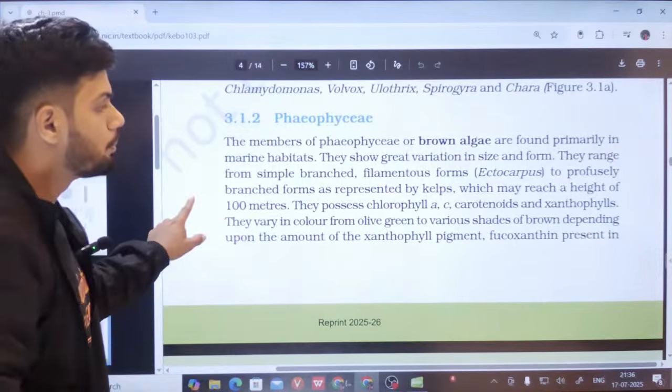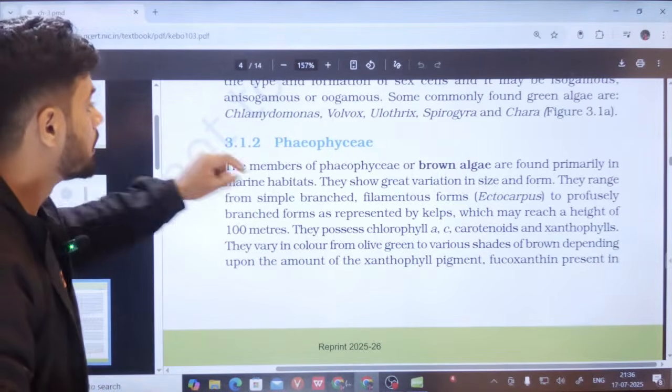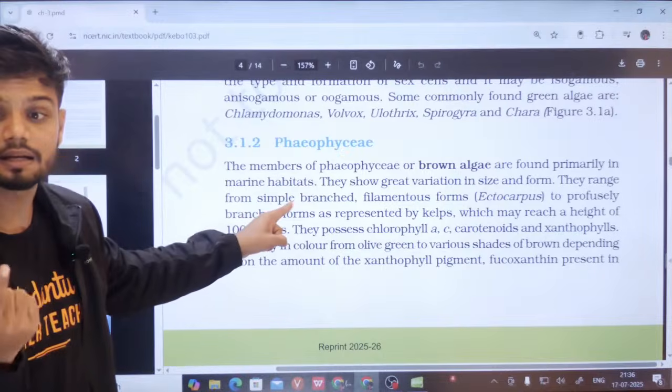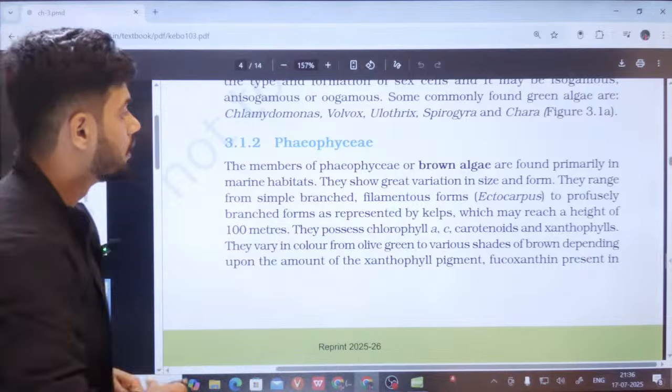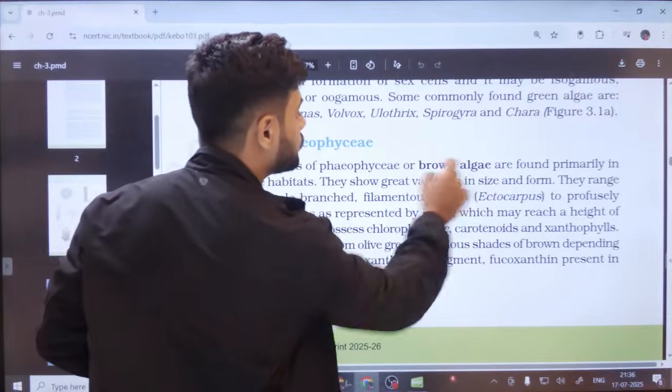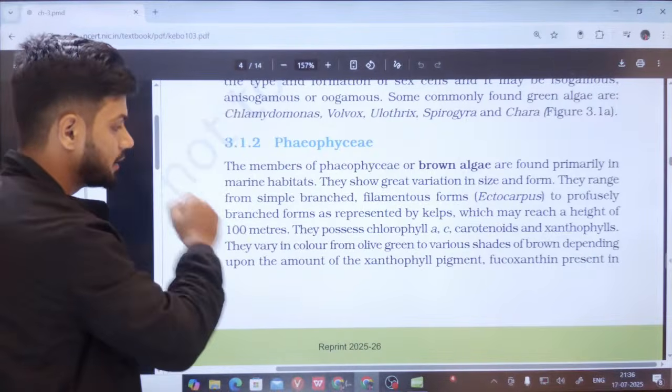Now students, brown algae. Brown algae are primarily found in marine habitats. Sargassum was the example there. They show great variation in size and form. Giant kelps are there, right?